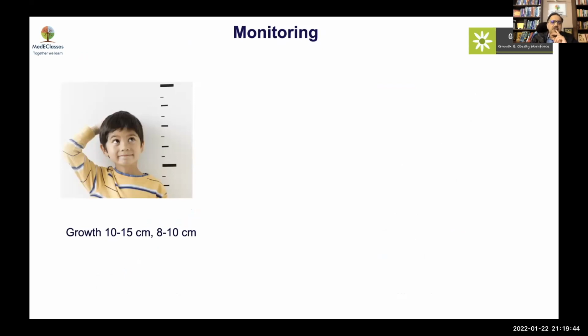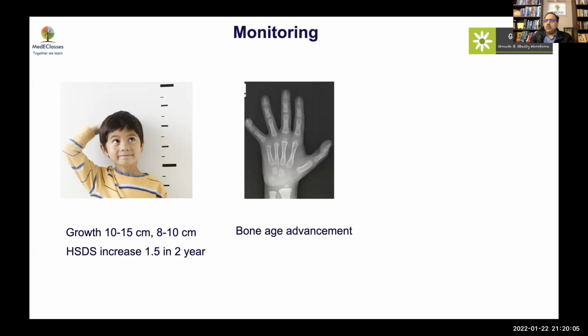We can expect a 10 to 15 centimeters increase in terms of height. Overall benefit in terms of final height, the height SDS would increase 1.5 in a 2-year period. So if you want to follow, first year we expect 10 to 15 centimeters of growth velocity, second 8 to 10, and then an increase of height SDS by around 1.5 in that period. The bone age will be slightly advanced, which you have to monitor.